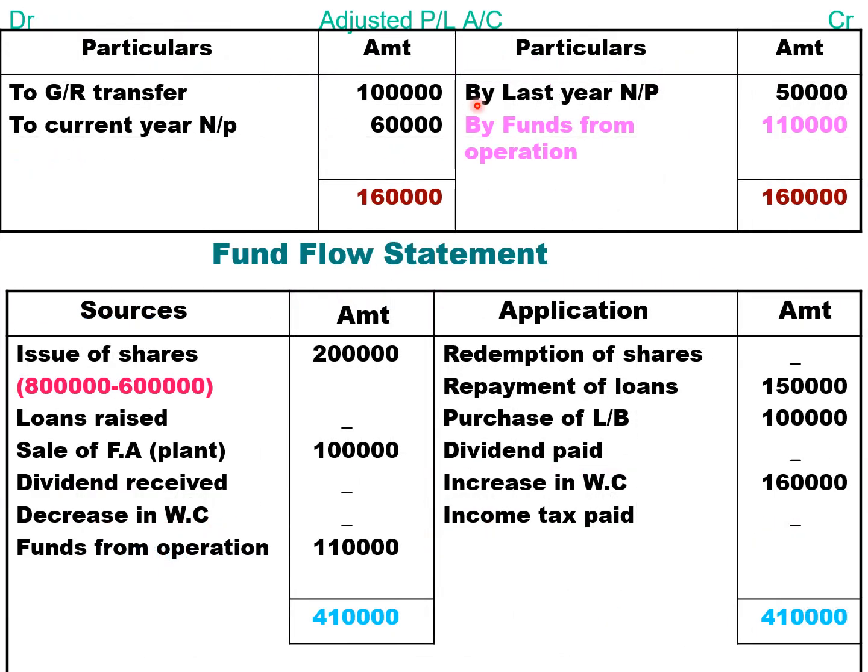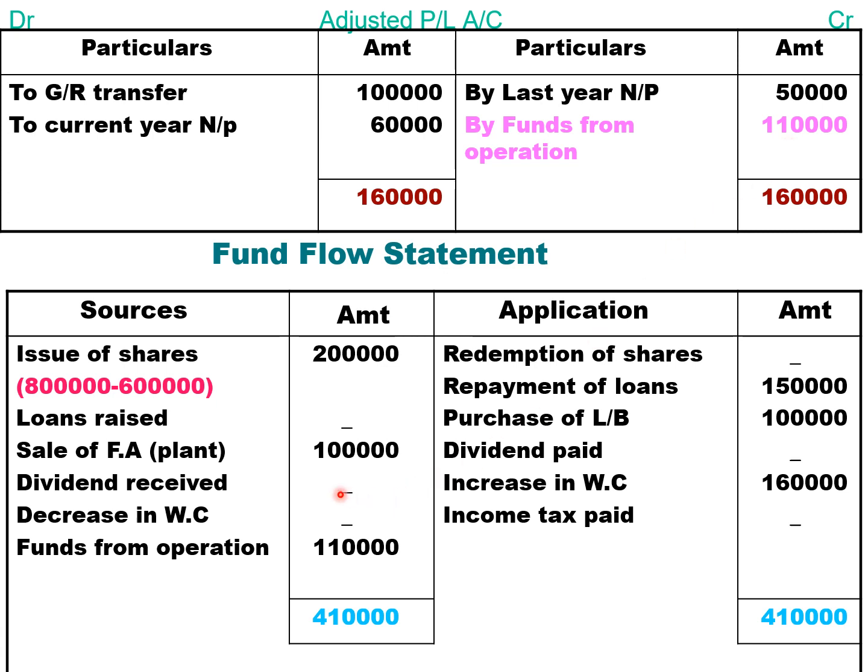Adjusted P&L account, students, take last year profit given for 2005, current year profit given for 2006, that is last year and current year profit. There is a general reserve transfer to the extent of 1 lakh. So total of debit side 1 lakh 60 minus 50, you get FFO, funds from operation, 1 lakh 10,000.